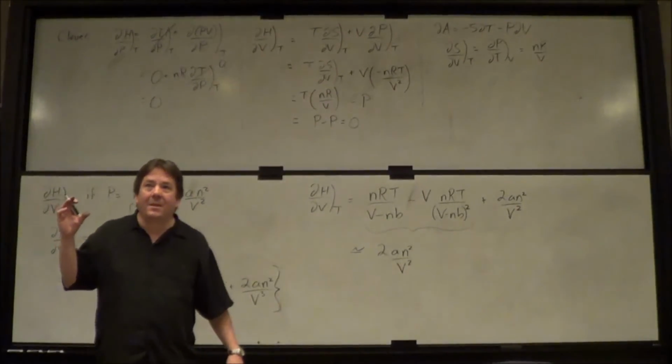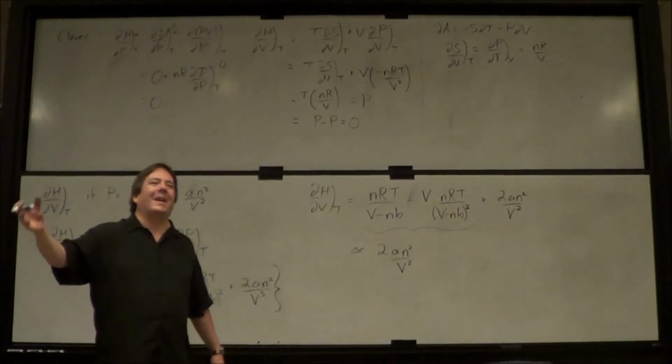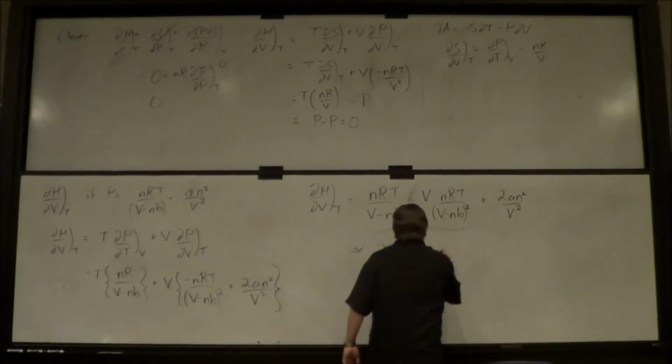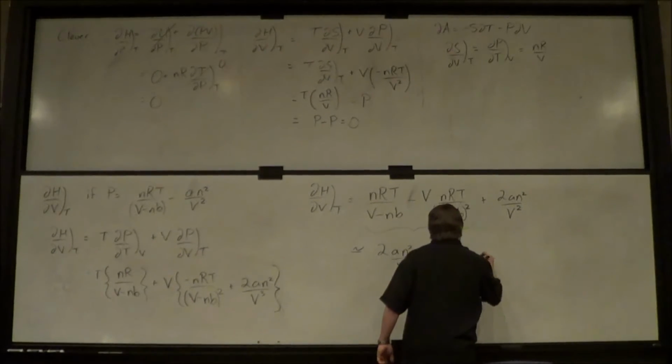Molecular attraction: 0. Right, because perfect gases don't have molecular attraction. So that's 0 for a perfect gas.